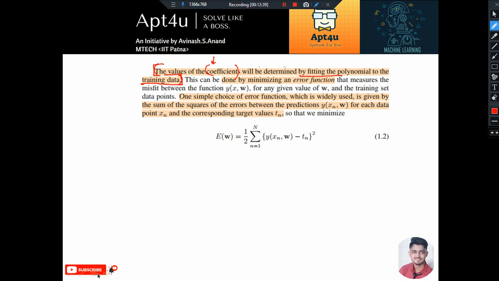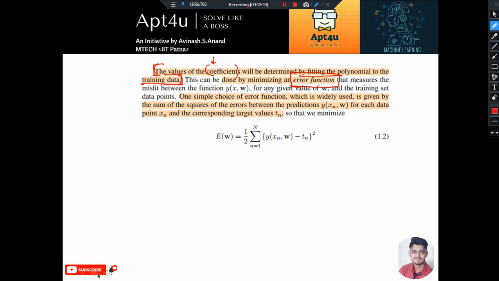And how do we do that? That can be done by minimizing an error function. We will describe below what the error function actually is, and it will measure whether the curve that the model is predicting is close to what we are expecting or not, right?